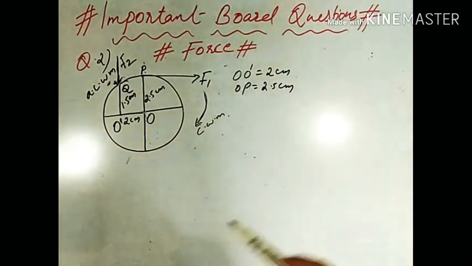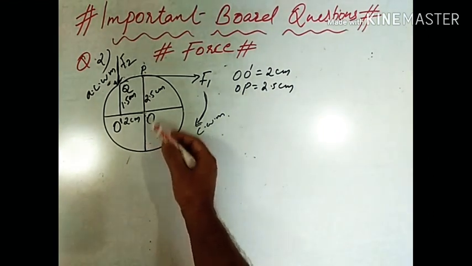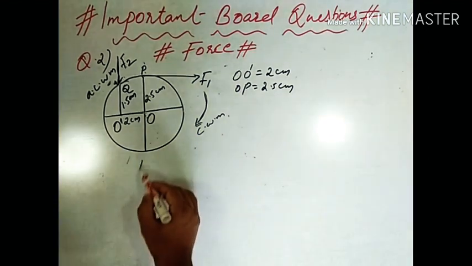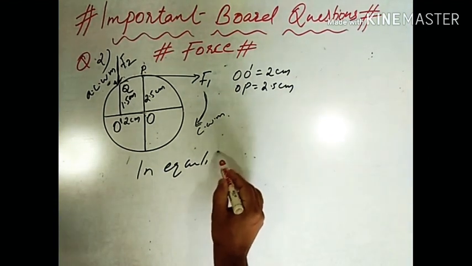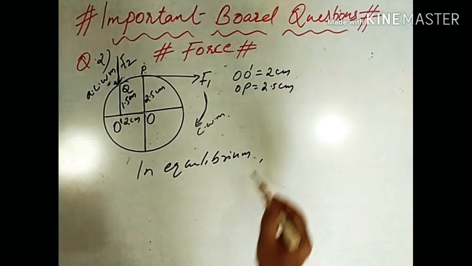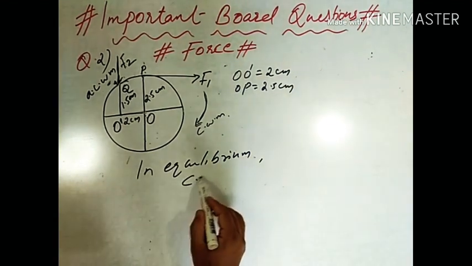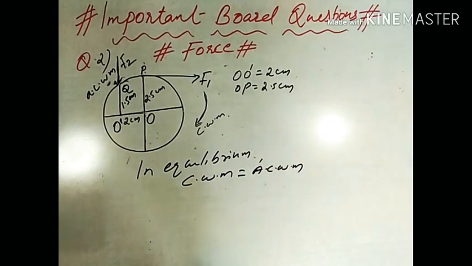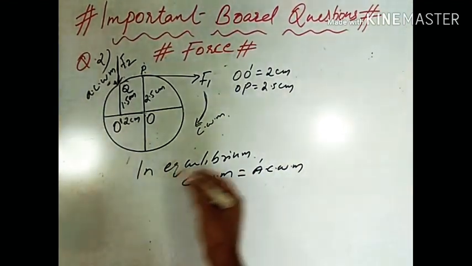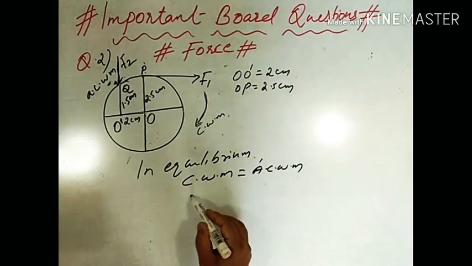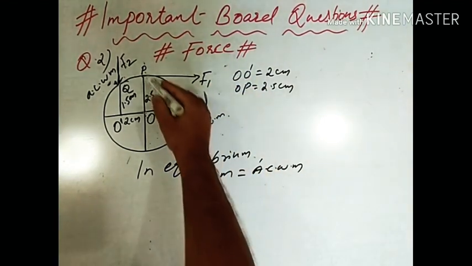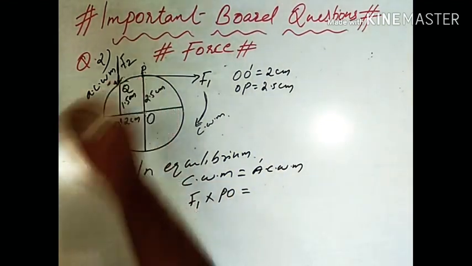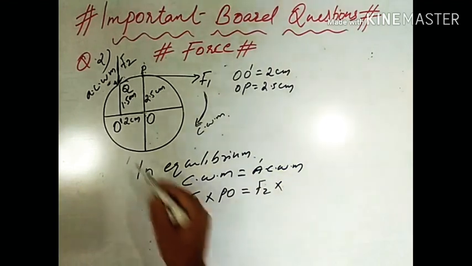Now taking the moments about the point O and applying the principle of moments, in equilibrium, what happens? The clockwise moment is equal to the anti-clockwise moment. You know it. What's the clockwise moment? Due to F1, it is F1 into PO, the distance. You are correct. The anti-clockwise moment due to the force F2 is F2 into O dash.